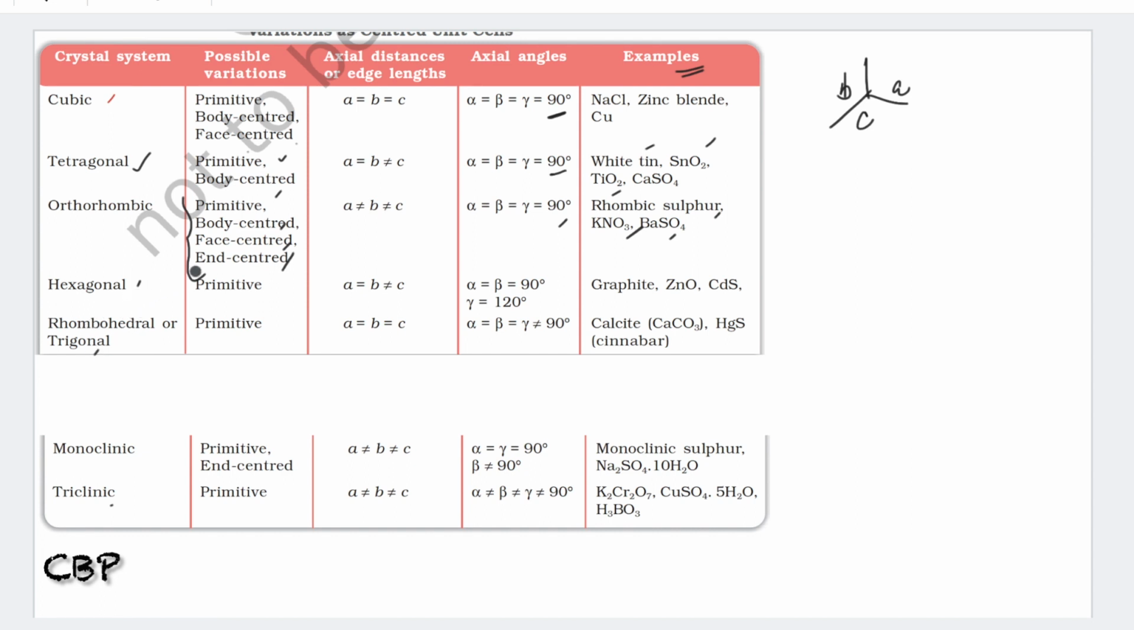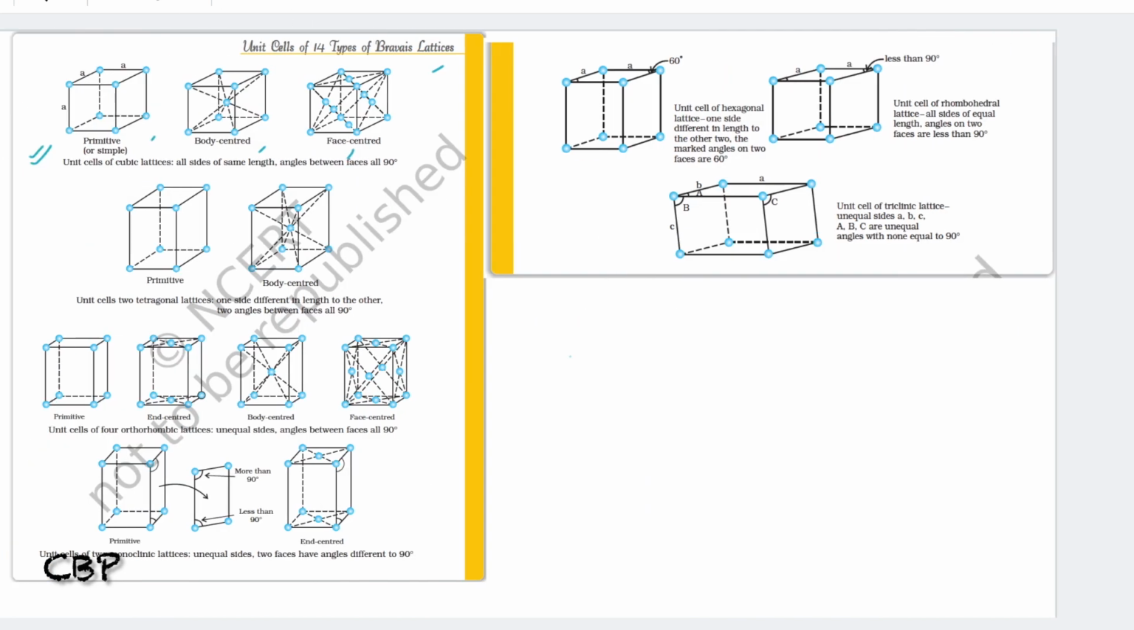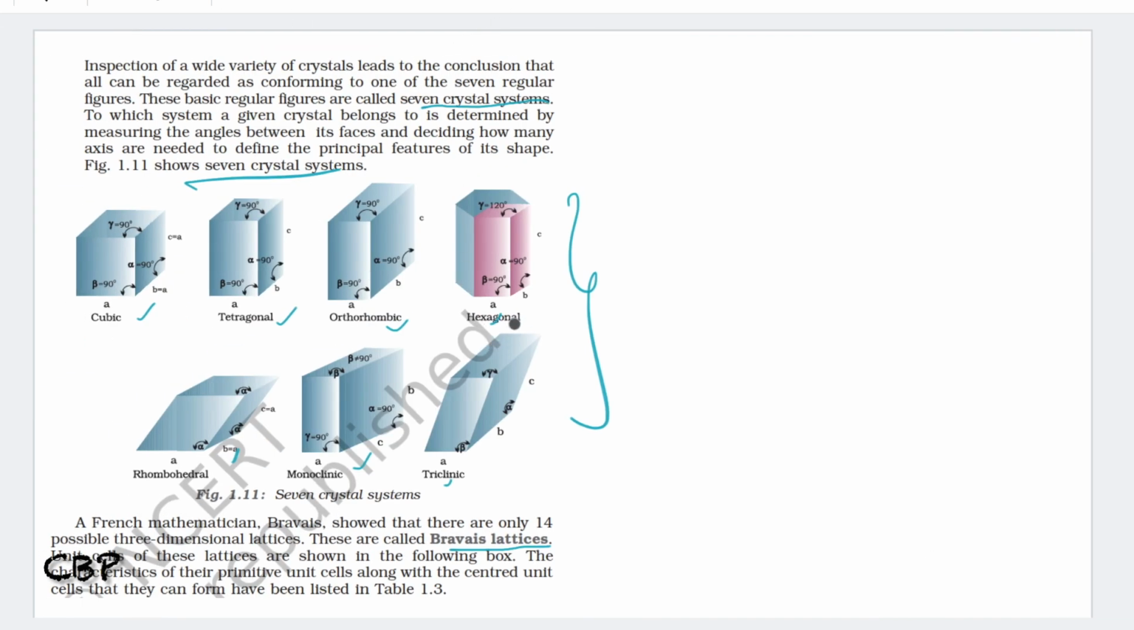Next one is hexagonal. Hexagonal is a primitive type, means on the corners the atoms are present, and in this A is equal to B but B is not equal to C, means the length C is not equal. In case of hexagonal, A is equal to B, same as in tetragonal, that A equals B but C is not equal.